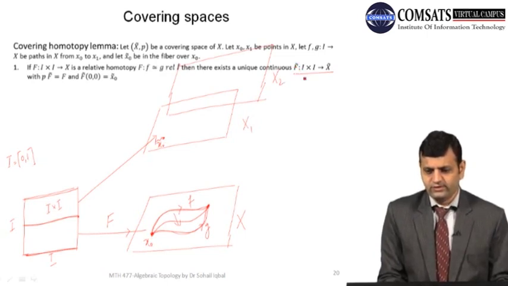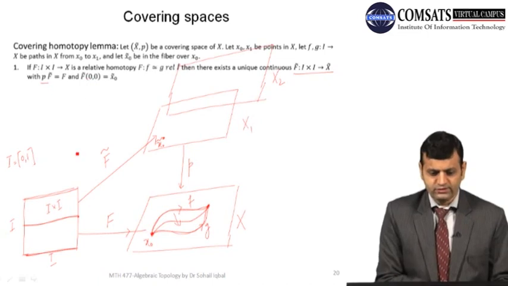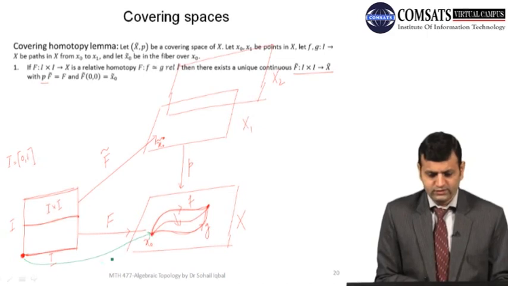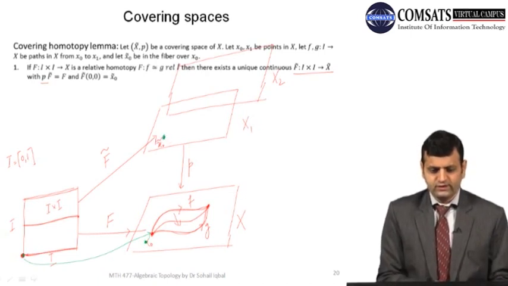And what are the other properties of this F tilde? It says that if I go along F tilde and then go along p, which is the projection map, then it is the same as this map F. Also F tilde of (0,0), so this is the point (0,0), the image of (0,0) is basically this point x0 tilde. We can see that this x0 tilde is in the inverse image of this point x0.